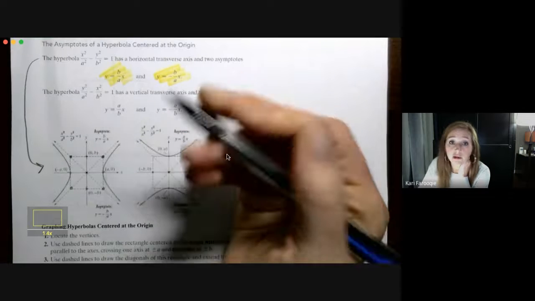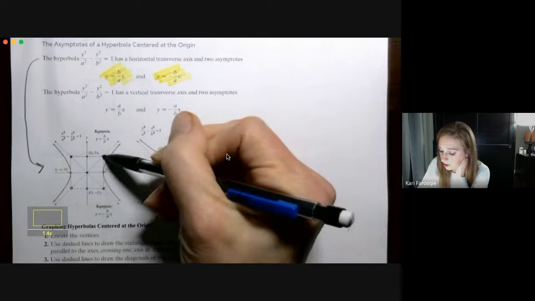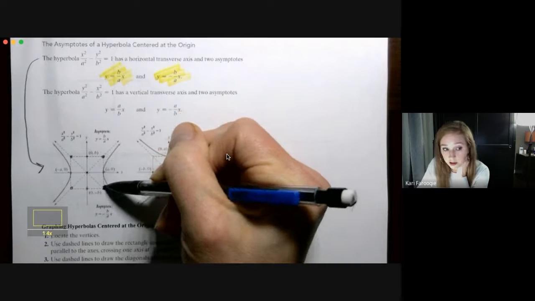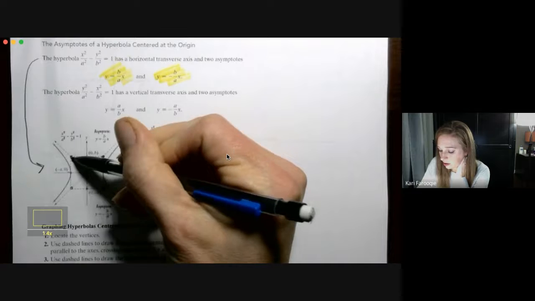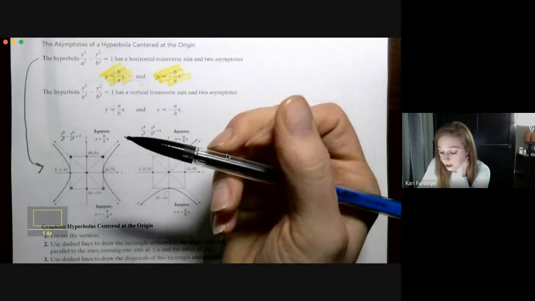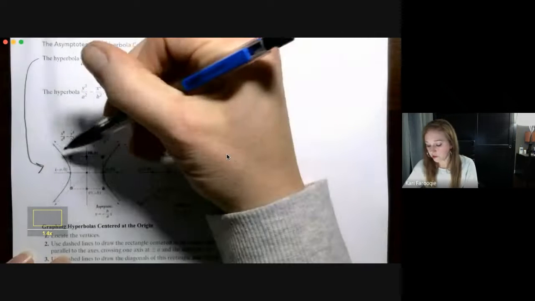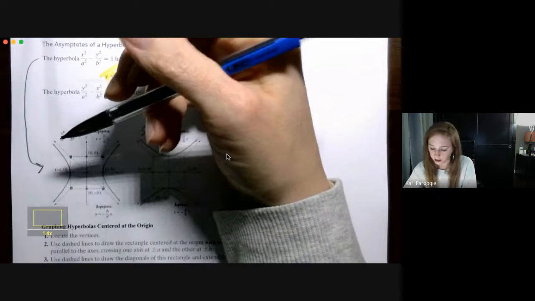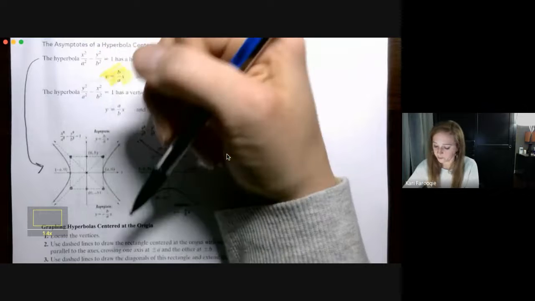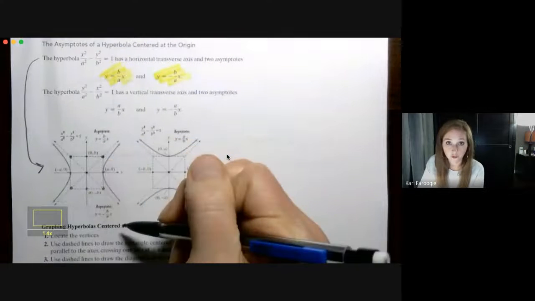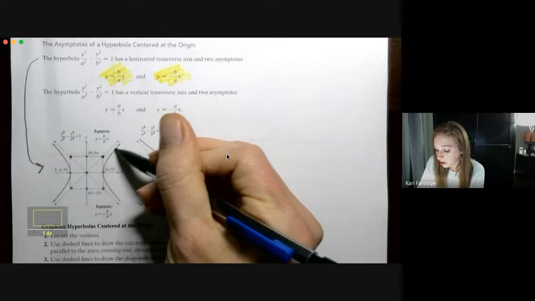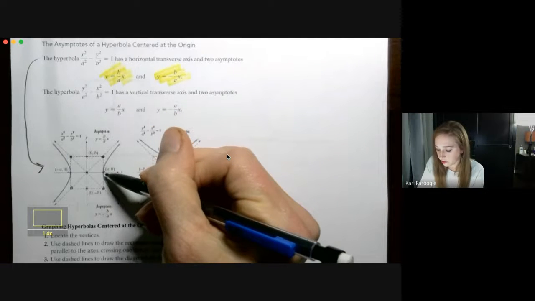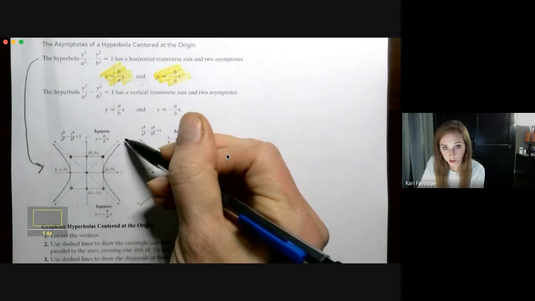Now, technically, you don't even have to make a box. As long as you have these 4 corner points here, here, here, and here, that's all you need. What you're going to do then is use the corner points and connect the diagonals with a nice dotted line to create these asymptotes. So you're going to make the asymptotes first, then you're going to draw the hyperbola curve that goes through the vertices and approaches the asymptotes.